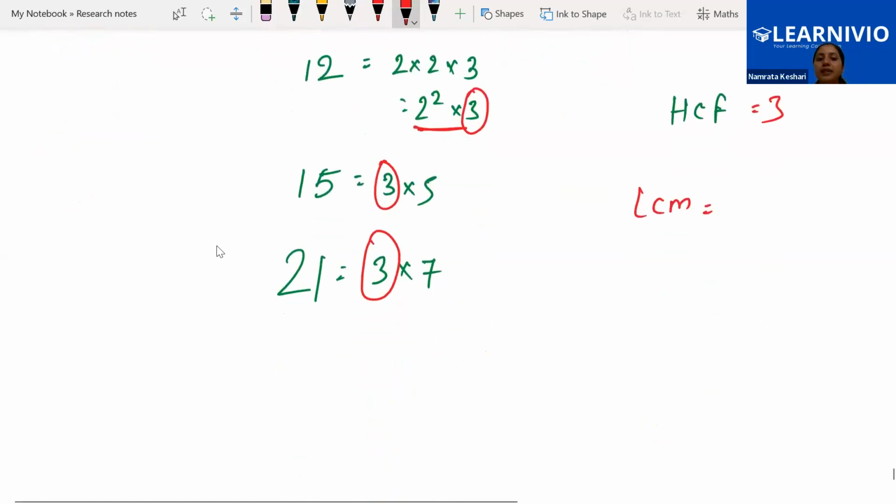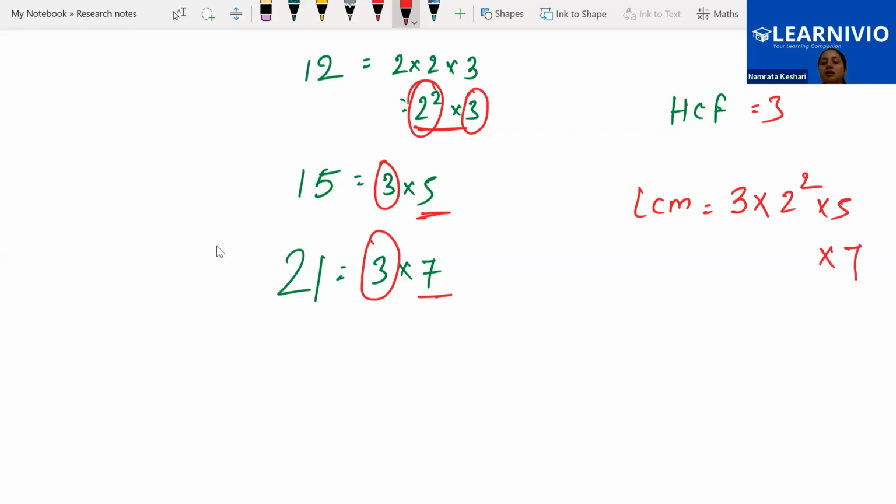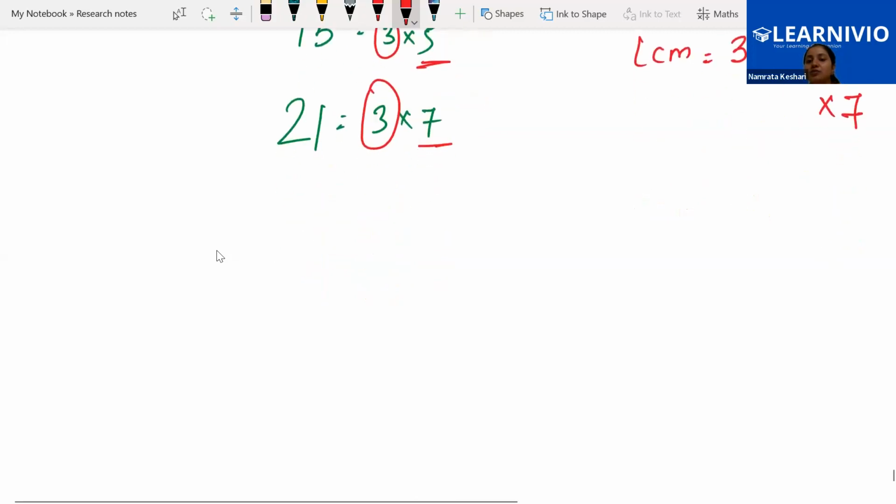LCM, we will be taking the highest power. First we take the common, so 3 is there, we take the common number. Then whatever is remaining, that also we need to take. So 2 square is remaining, that also we need to take here. 5 is the remaining number, that also we need to take. 7 is the remaining number, that also we need to take.